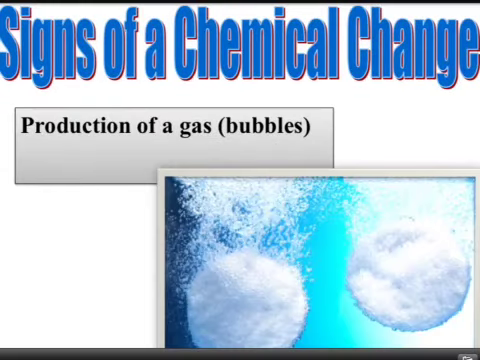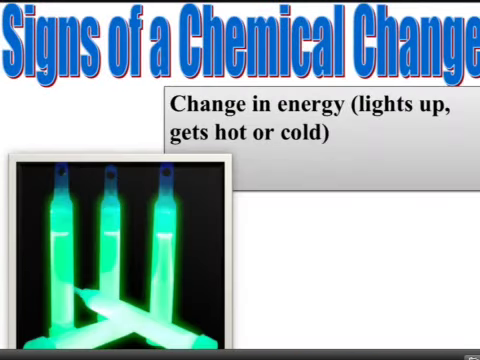The second sign that a chemical change has occurred is the production of a gas. We usually see this as bubbles. Sometimes you don't see the bubbles if it happens to be a gas coming out of something that's not a liquid, but usually if you see bubbles, if there's a gas being produced of some kind, then we know a chemical change has occurred.